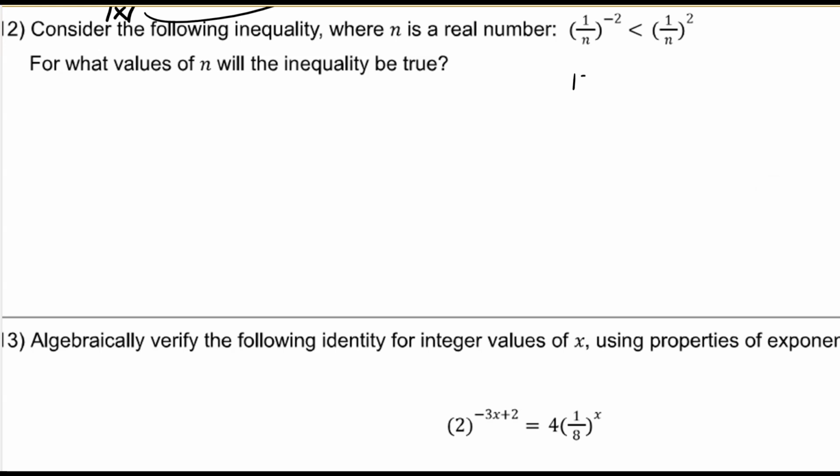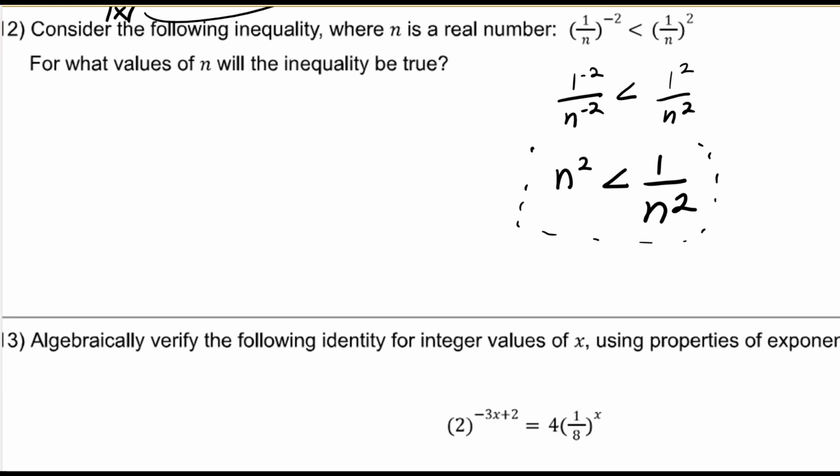That's 1 to the negative second over n to the negative second. And the right-hand side is just 1 squared over n squared. But if I rewrite that left-hand side, I could just make that n squared over 1 squared, or just n squared. So really, an easier way to think about this inequality would be what n values could make n squared less than 1 over n squared.